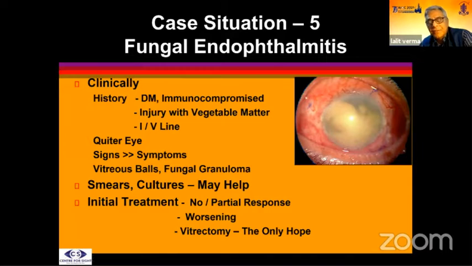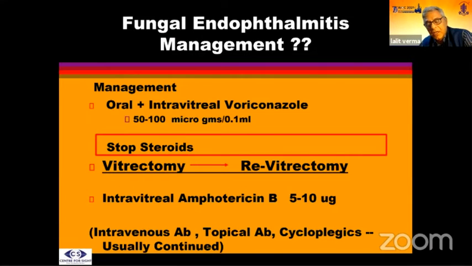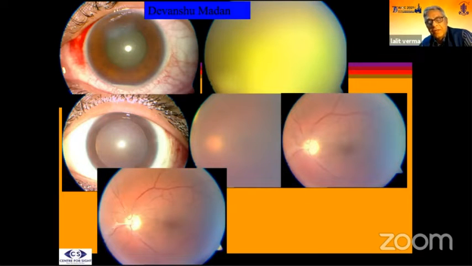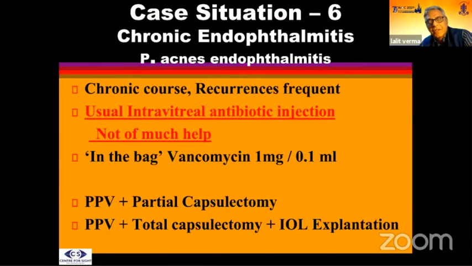Fungal endophthalmitis, by and large, multiple vitrectomies are required unless you are lucky that voriconazole may help, or repeated injections of amphotericin. By and large, multiple vitrectomies are required in these patients. So this is one of post-fungal endophthalmitis, proven fungal endophthalmitis.